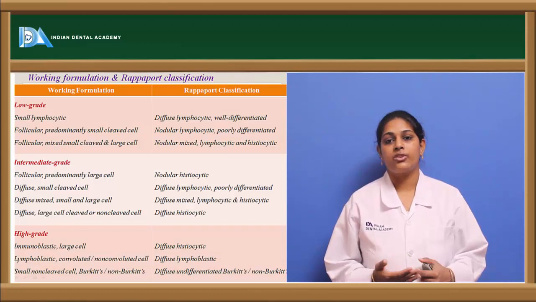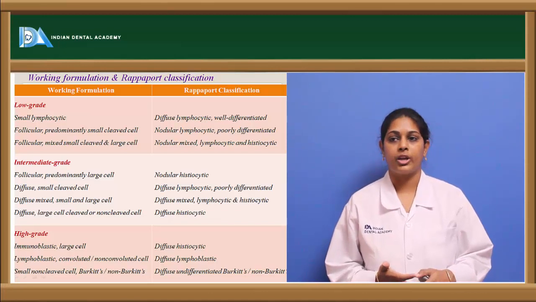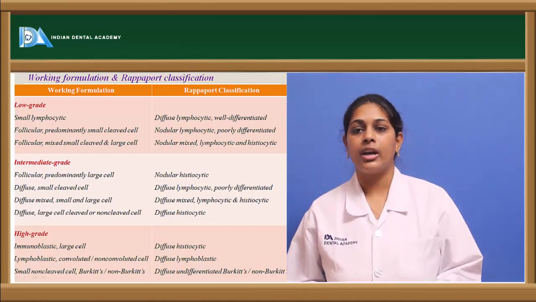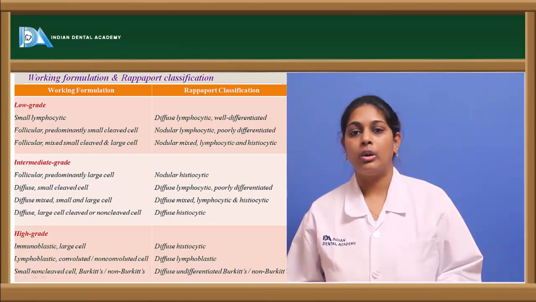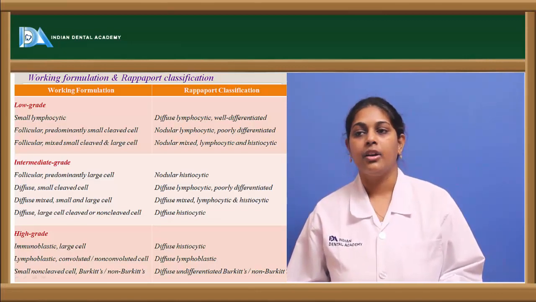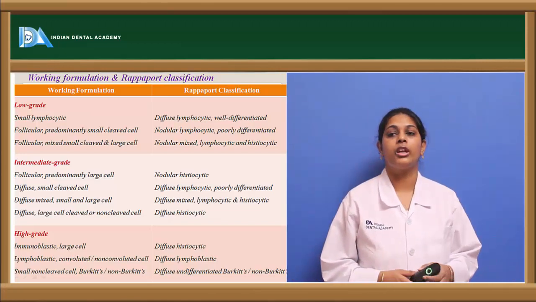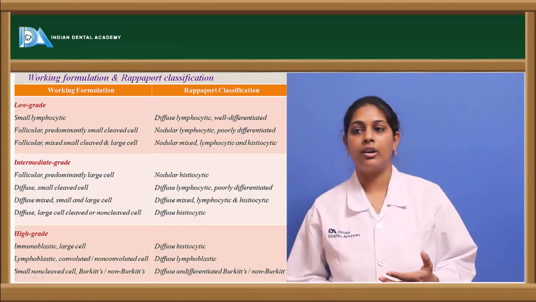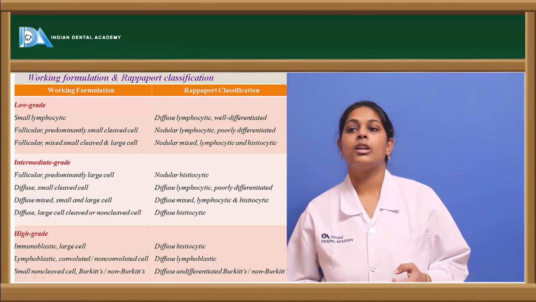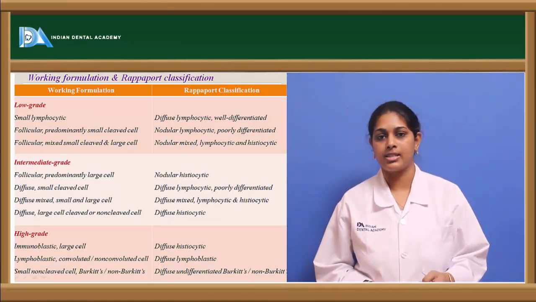Coming to the classification of non-Hodgkin's lymphoma, it has been classified by the working formulation as well as by the Rappaport classification, and they have divided it into 3 types based on low grade, intermediate grade and high grade. In the low grade, in the working formulation, there are 3 subvariants: the small lymphocytic variant, the follicular variant with predominantly small cleaved cells, and the follicular variant with mixed small cleaved as well as large cells.